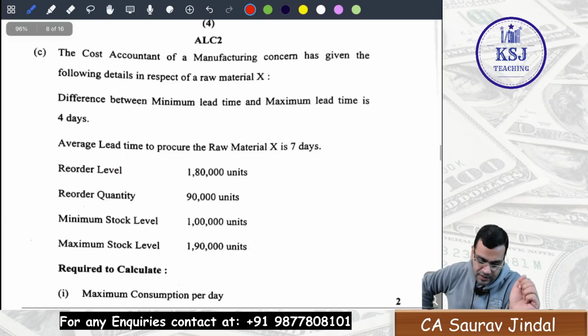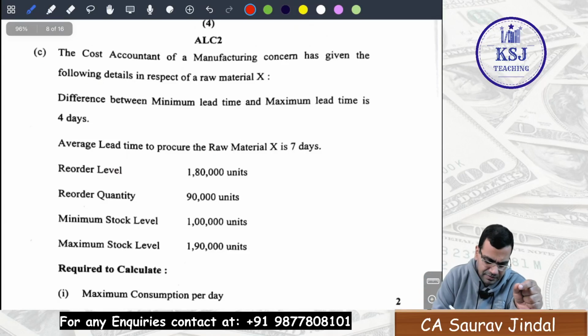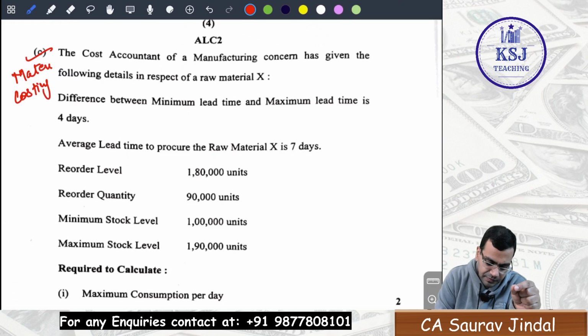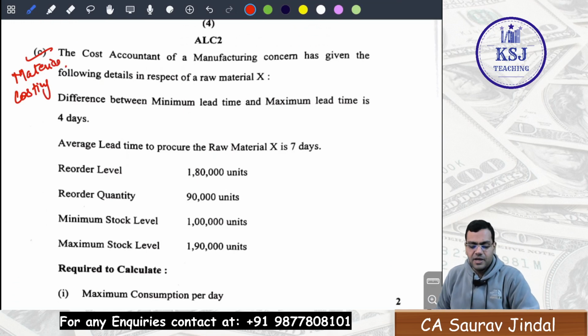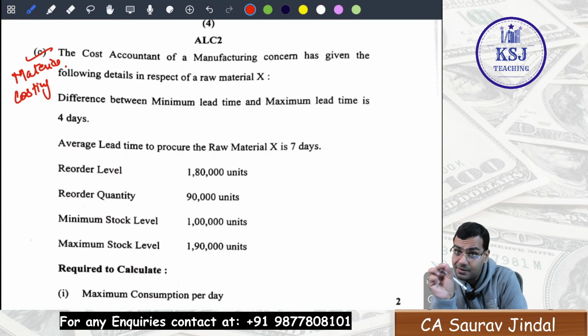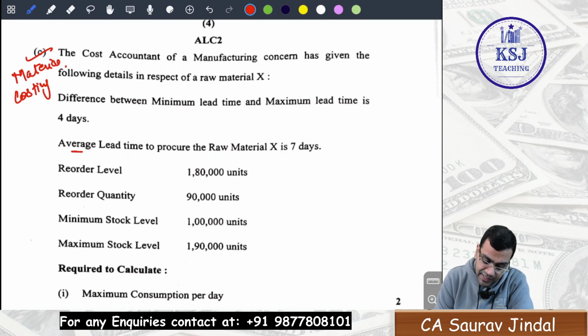Next one. This is very simple. Material costing question, sir. The cost accountant of the manufacturing concern has given the following details. Difference between the minimum lead time and maximum lead time is 4 days. Then average lead time to procure the raw material is 7 days.